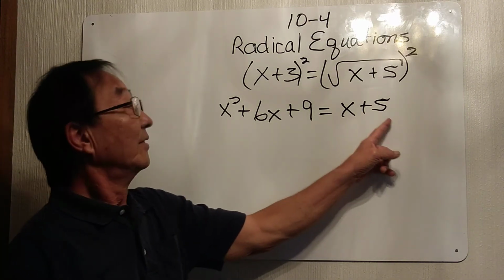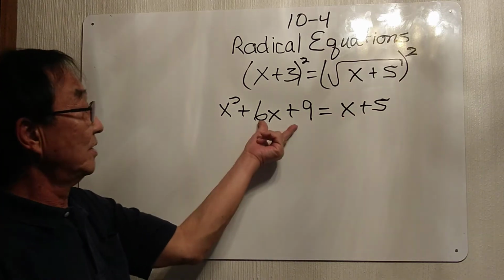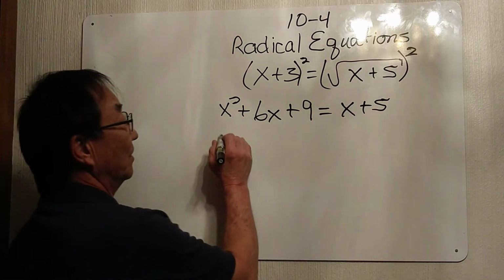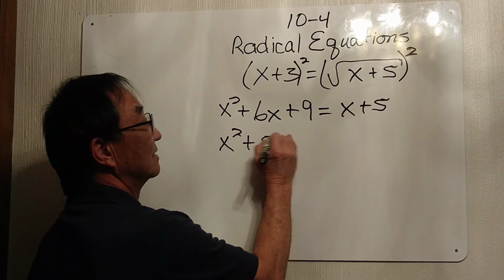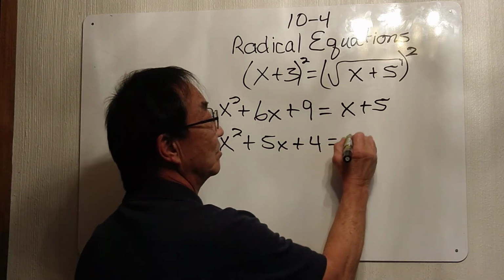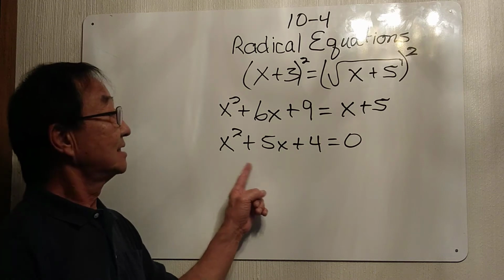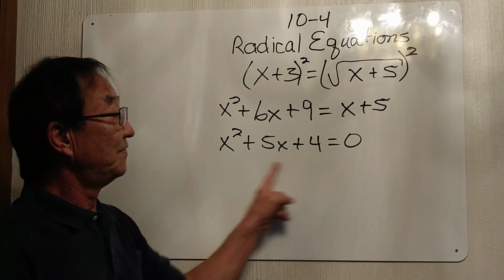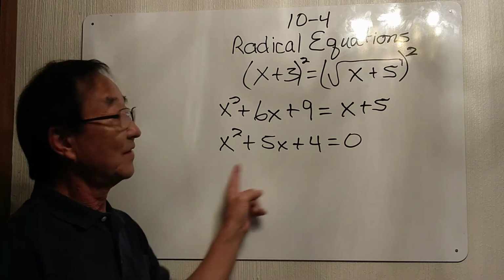All right. The next step then is to take everything on this side and move it over to this side. So when you do that, you get x squared plus 5x plus 4 is equal to 0. All right, next step then is to factor this if you can. That's the shortcut. Okay, that's the fastest way to do it.